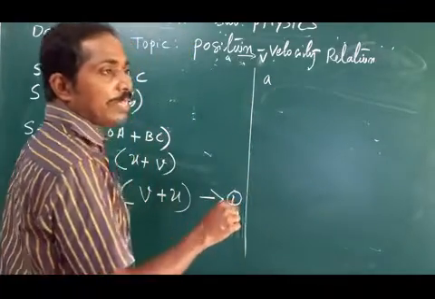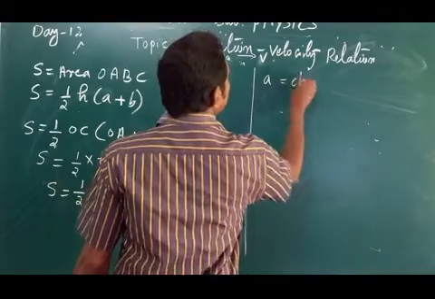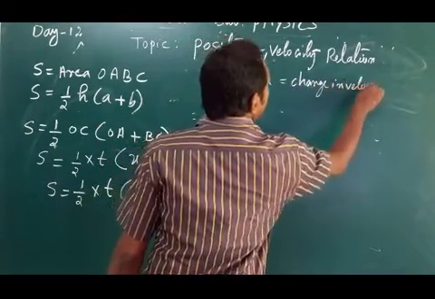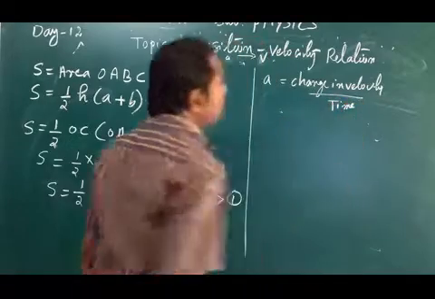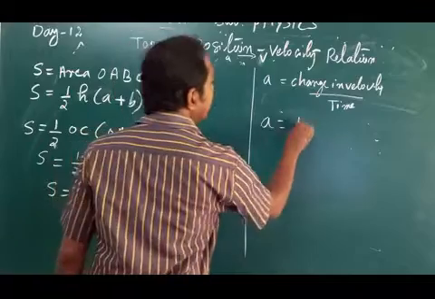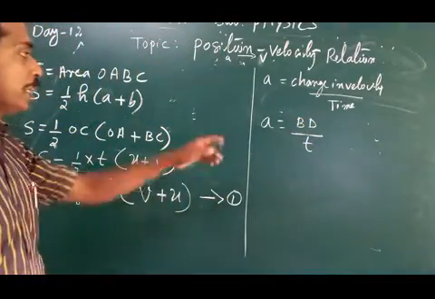What is the equation for acceleration? We learned: change in velocity by time. A equal to change in velocity by T. This equation we learned.